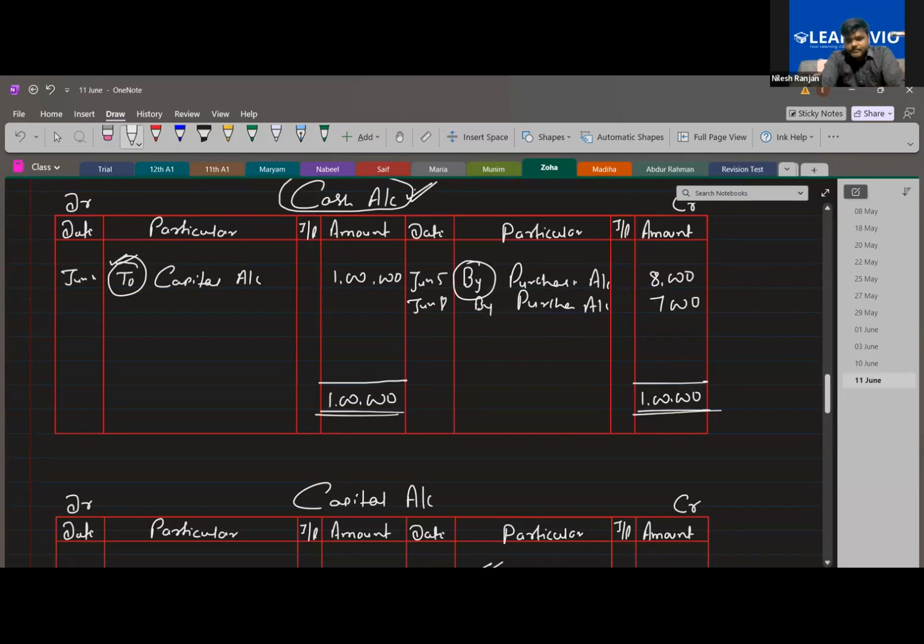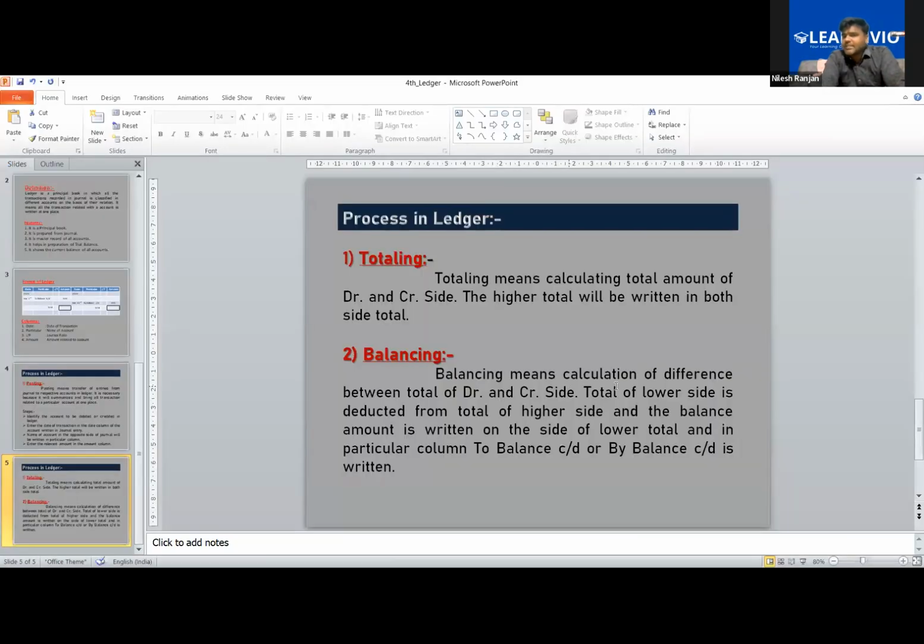You can see here. Balancing means calculation of difference between total of debit and credit side. You have to say which one is lower, which one is more and less. You have to subtract the less value from the more value, and that value that you get, you have to write as to balance carried over or by balance carried over on that side, and then it will be balanced. I remember my teacher jammed this thing into my head in school because I didn't understand it. So I have it memorized at this point.